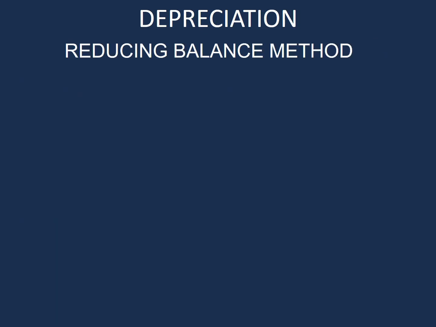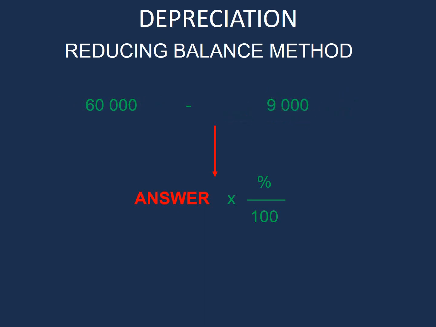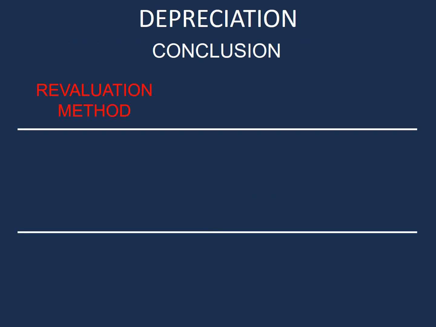So to calculate our depreciation, we will take our cost price less our provision for depreciation, then we will get an answer, and that answer we will multiply with the percentage. So our cost price is 60,000, our provision for depreciation is 9,000, and 60,000 less 9,000 will give us 51,000, which we will multiply with the percentage, which is 15%, and that will give us a depreciation of 7,650.